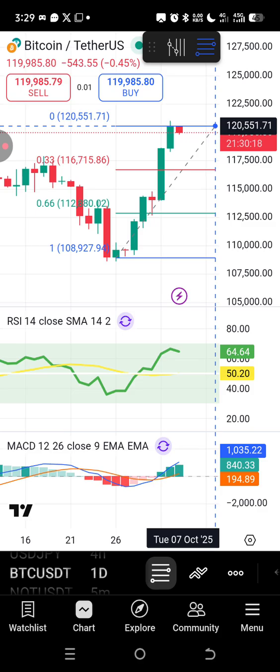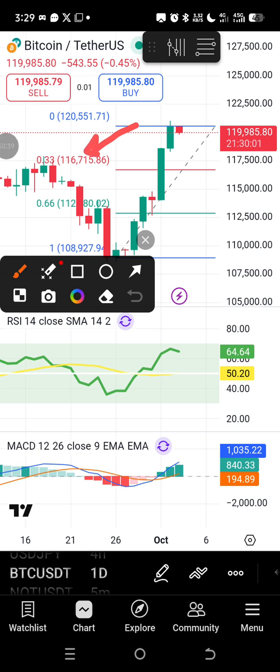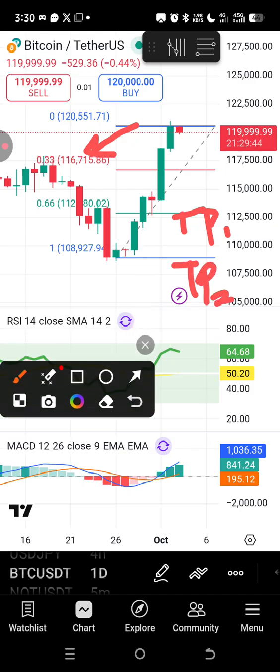A sell order has not been confirmed yet, even though a red candle is printing. A sell order will only be confirmed when the price gets to this amount. Look at this amount here, 116715. So that is when a sell order will be confirmed. And I will take profit here, TP1, and then I will TP2. So I will take profit at 112,180. Take another profit at 108,927 as a day trader.